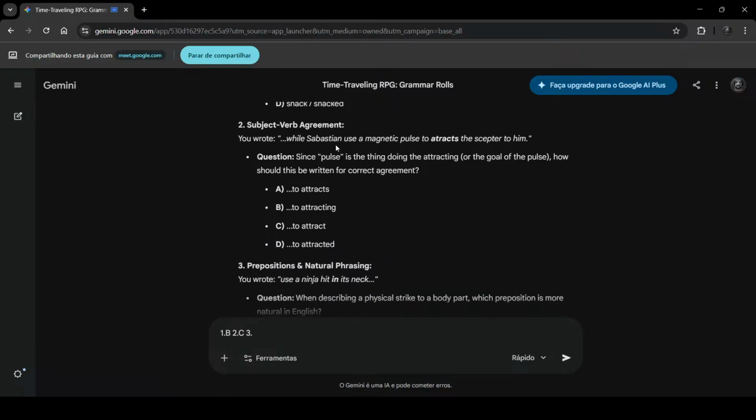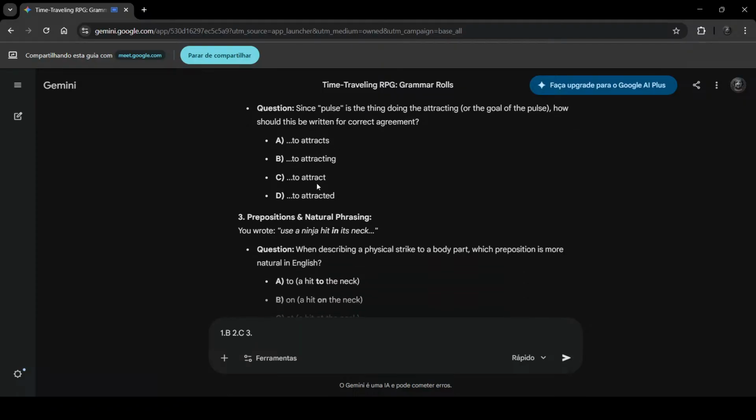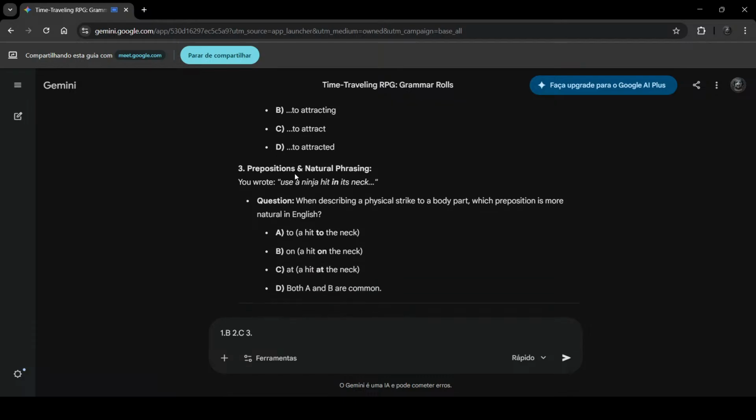Prepositions, and there's another thing here that the AI didn't get, but we'll talk about it in a little bit. Okay. Three, prepositions and natural phrasing. You wrote, use a ninja hit in its neck. Question, when describing a physical strike to a body part, which preposition is more natural in English? A hit to the neck, a hit on the neck, a hit at the neck, or both. A and B are common.